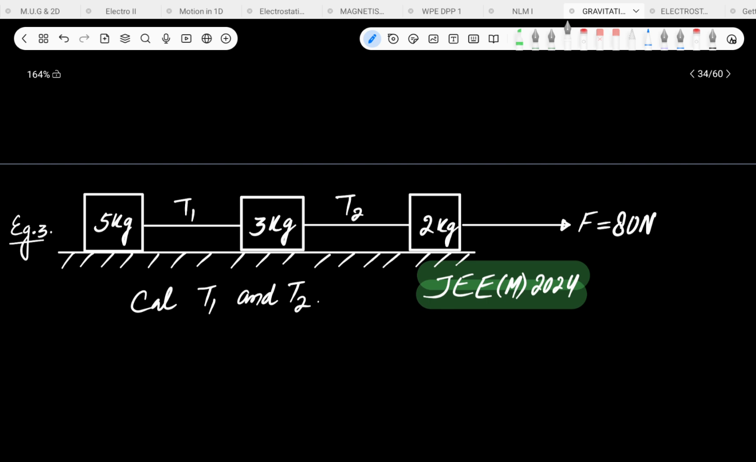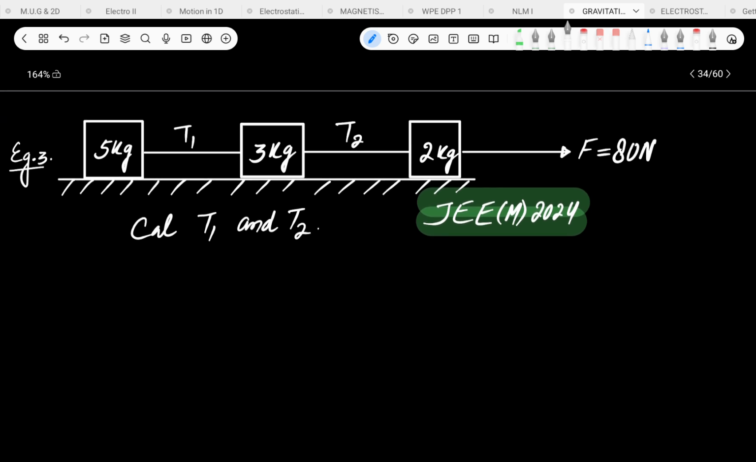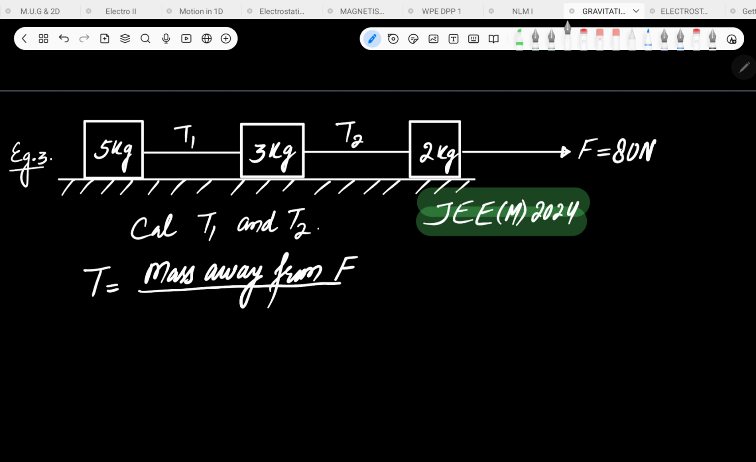So this is our example number 3, and see that this example number 3 has been asked in JEE Main 2024. In this question, we are supposed to calculate tension T1 and tension T2. Let's apply the same trick. And what is that trick? That is tension equals mass away from the external force, divided by the total mass of the system, into the external force, which is F.